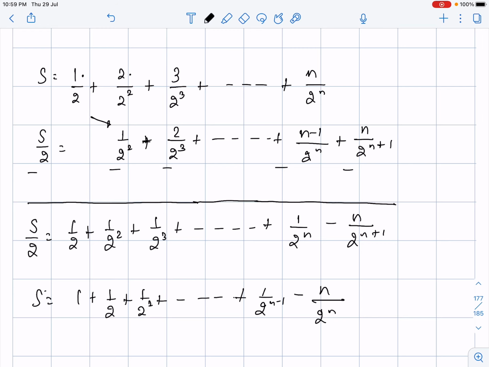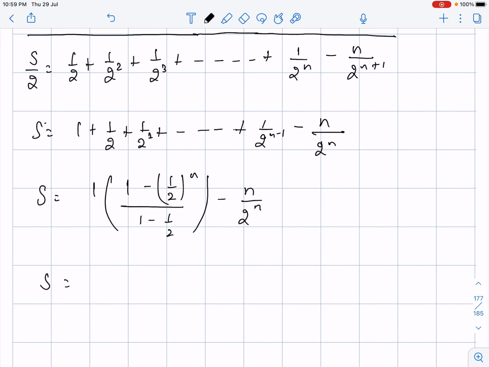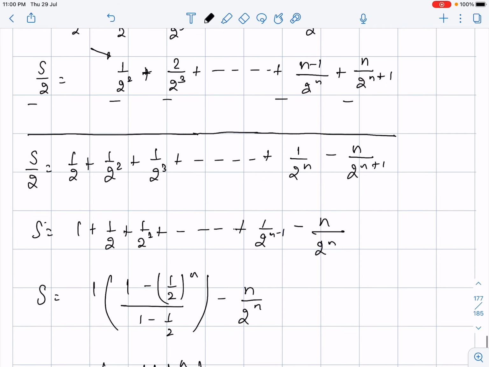So that's why we are cancelling a 2 from the denominator of all the fractions. So S will become what? A multiplied by r is what we know, with r = 1/2. So (1 - 1/2^n) divided by (1 - 1/2), minus n divided by 2^n. 1 - 1/2 will be 1/2, so that 1/2 in the denominator, when reciprocated, comes into the numerator as 2 times (1 - 1/2^n), minus n/2^n. Now guys, I got the value of S.